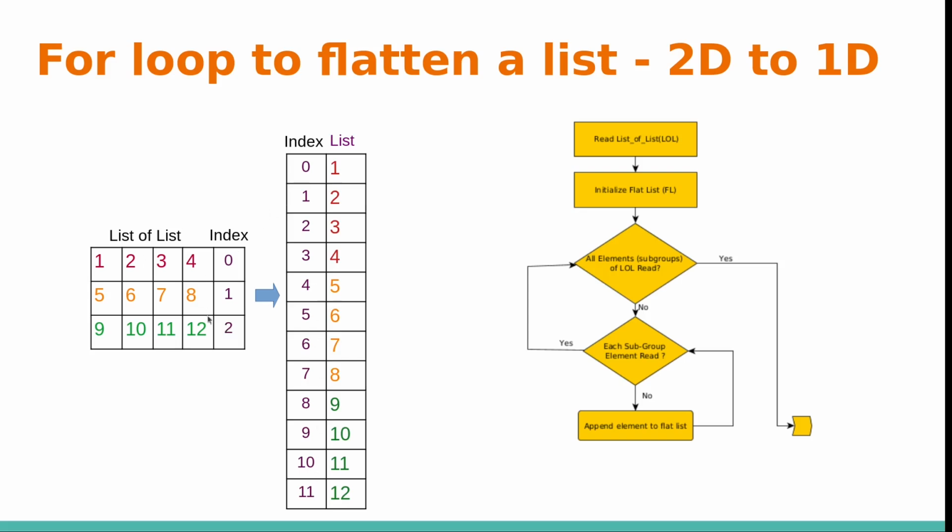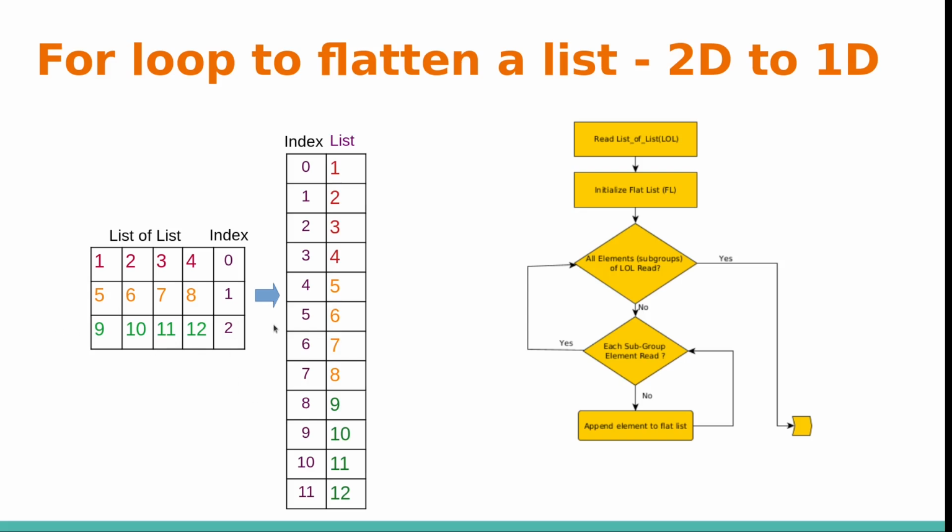So I want to go from this 2D structure to a 1D structure and essentially have an index from 0 to 11 and then have my numbers, which are 1, 2, 3, 4, 5, 6, 7, 8, 9, 10, 11, 12. I've color coded it to let you know that that is coming from my first index of my list of lists. The 5, 6, 7, 8 are orange color. They're coming from the index 1 of my list of lists. And then the 9, 10, 11, 12 are coming from index 2 of my list of lists.